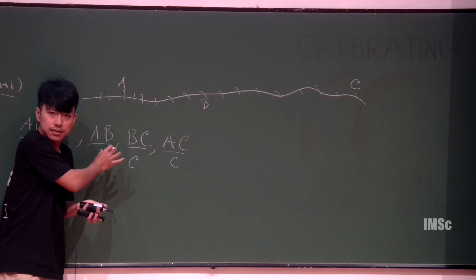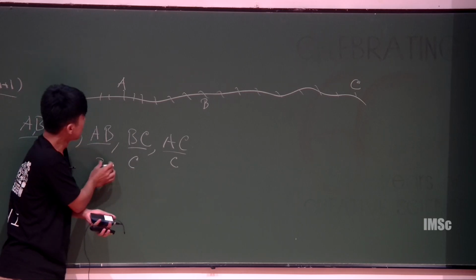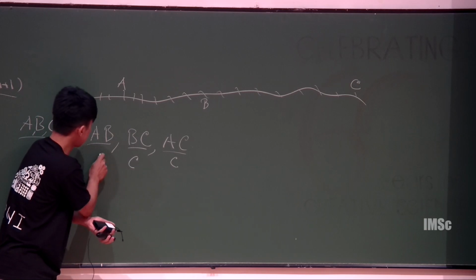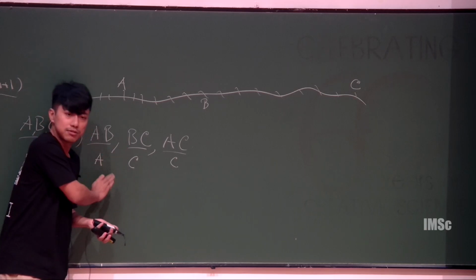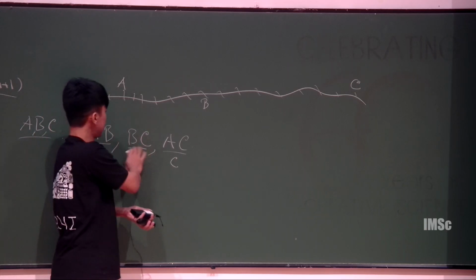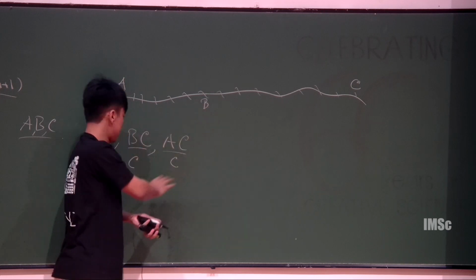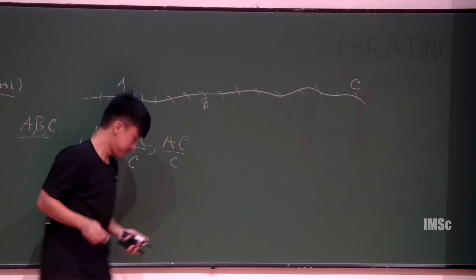If A and B are together, you will only see the color of A. If B and C are together, you will only see the color of C. If A and C are together, you will only see the color of C.